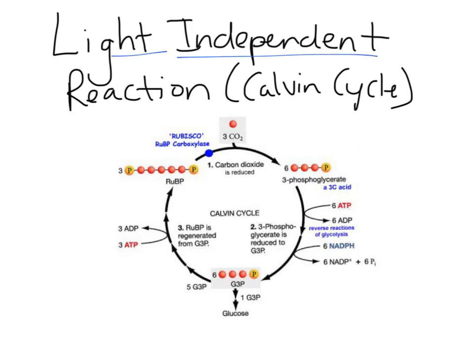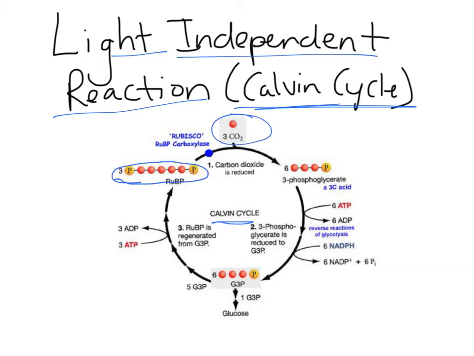So the light-independent reaction is the next step, and this is also called the Calvin cycle. And you can see it's in a circle because it is a cycle. So we're going to look at how carbon dioxide comes into play with this 5-carbon sugar that we know as Rubisco. And there's another name, we'll get that. And its carbon dioxide is going to be reduced, and it's going to eventually end up down here where we get some glucose being made. But you can see it's going to take some ATP along the way.